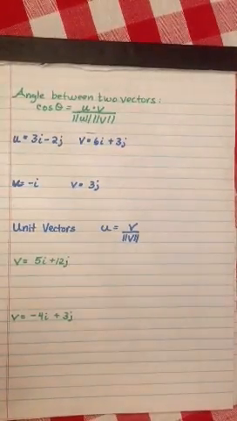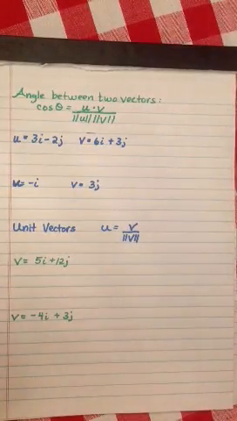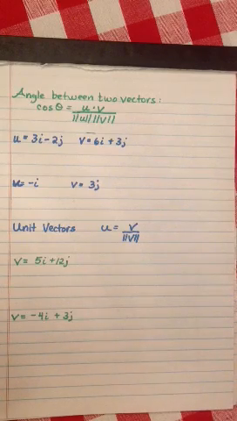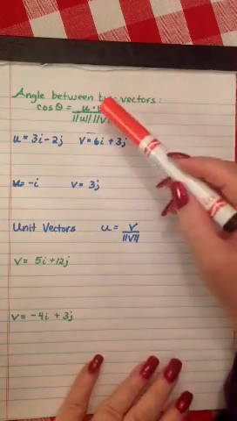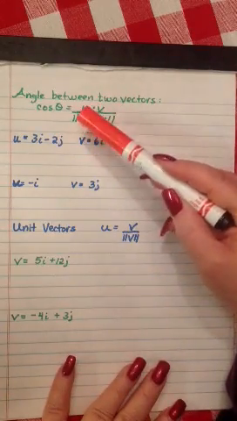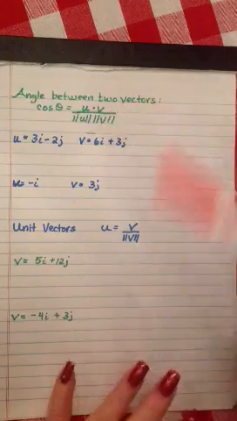All right, we're going to do now the angle between two vectors. We're going to have to know this formula. And the formula says the angle between two vectors is theta, and it's given by the formula cosine of theta is u dot v divided by the magnitude of u times the magnitude of v.